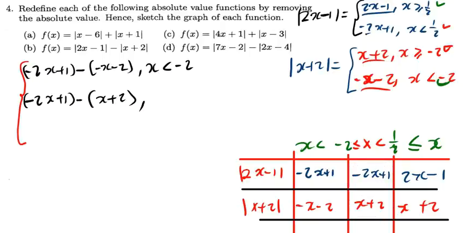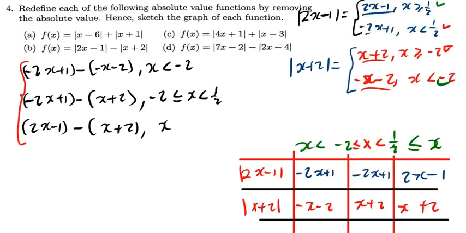Now what is the condition? The condition is that negative 2 is less than or equal to x, and x is less than half. Done. Let's go to the last one. In the brackets, x minus 2 minus 1, sorry, then we have also x plus 2. What is the condition? x should be greater than or equal to half. Done. Now I need to add, finding the final answer.